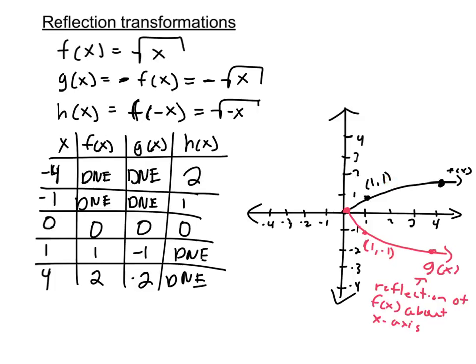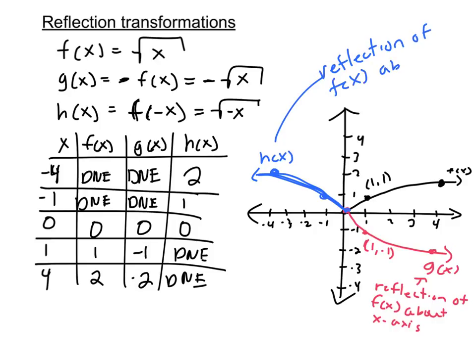Alright, so now let's do h of x. When x is negative 4, h of x is 2. When x is negative 1, h of x is 1, then 0, 0. So it looks like this. This is h of x. So h of x is a reflection of f of x about the y-axis.